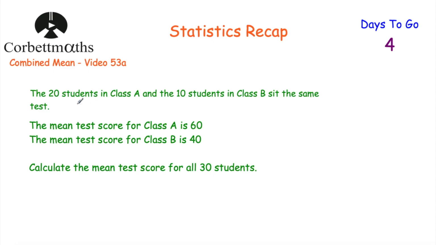Because remember, you would have added them all up and divided by 20 to get a mean of 60. So if we take 60 and multiply that by 20, that's equal to 1,200. So that's the total number of marks scored for class A. And then in terms of class B, there's 10 students in class B. Their mean's equal to 40.